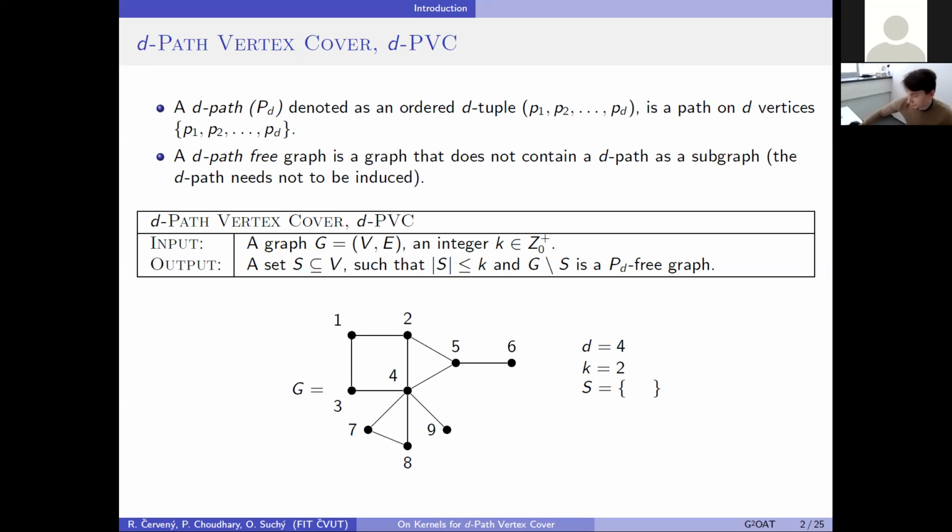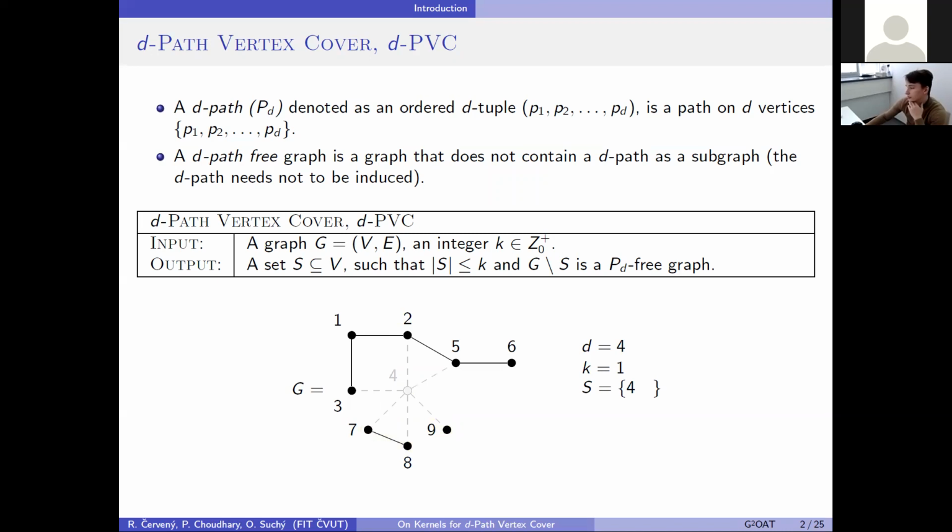There is a short demonstration. So let's suppose this is our graph. As you can see, there are many. In this case, we are looking at 4-PVC, so we are interested in 4-paths. For example, this is a valid 4-path. Please see that this edge is not included because we are not looking at induced 4-paths. Any 4-path as a subgraph will suffice. So this is the path, and we need to delete it somehow.